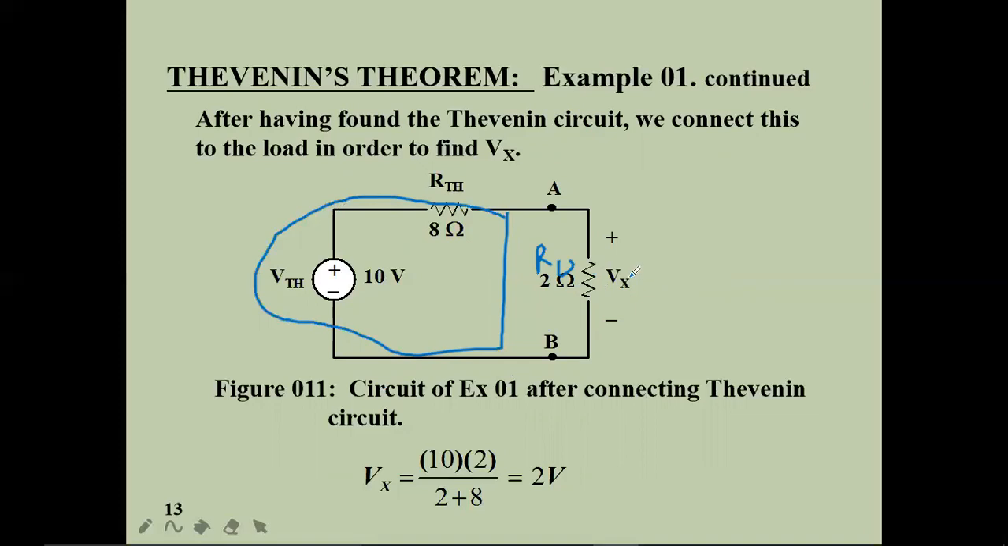Vx is nothing but the voltage across the 2 ohms resistor. You can use VDR, the voltage division rule. In the voltage division rule, total voltage is multiplied by the same resistance over total resistance. Here the same resistance is 2 ohms over total resistance 2 plus 8. Then the answer will be 2 volts across this Vx.